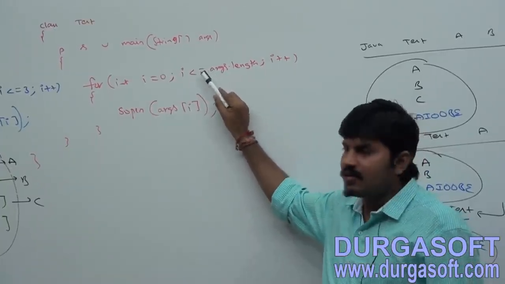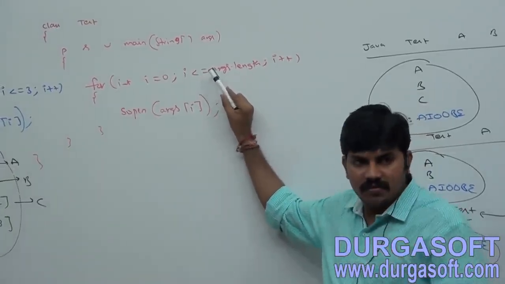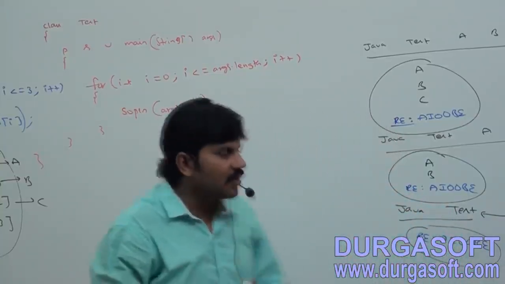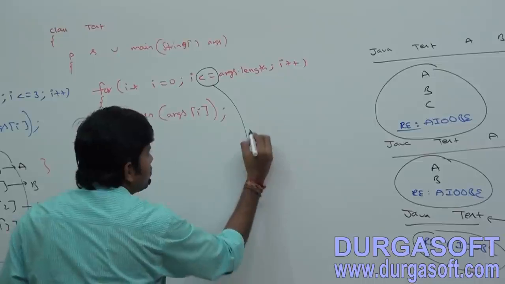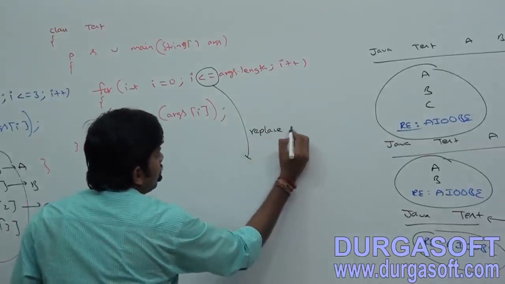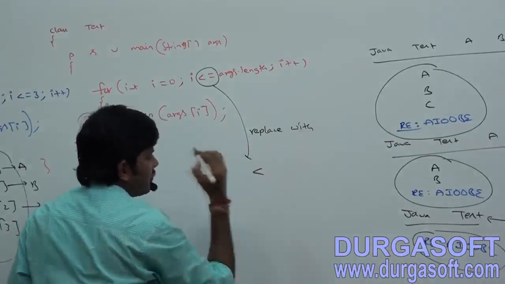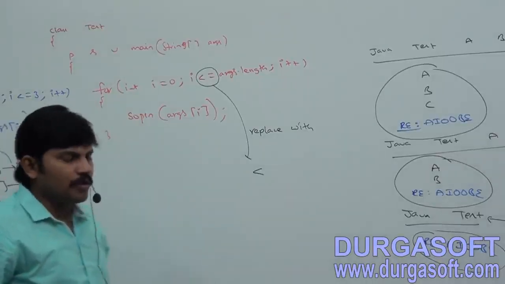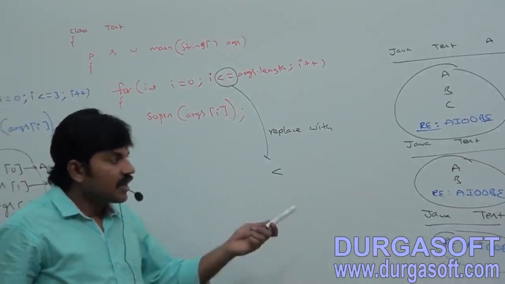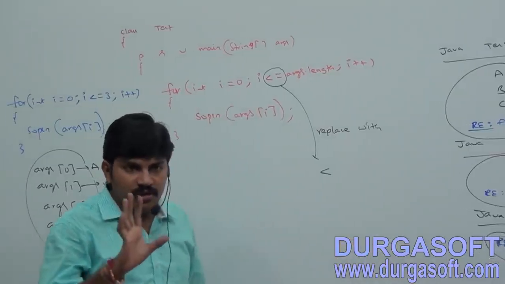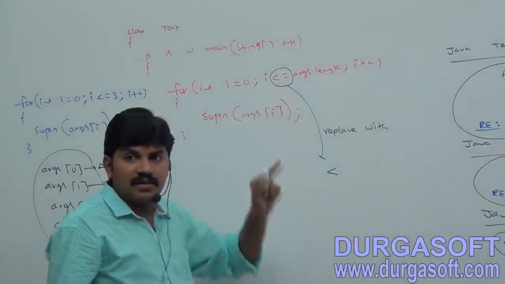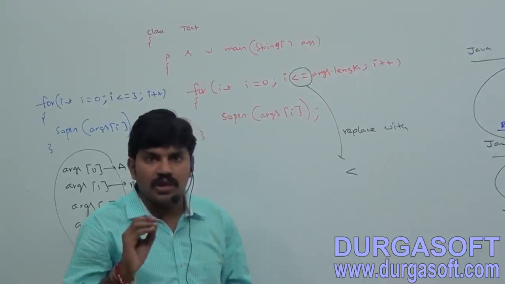Correct or not? Suppose we replace less than or equal to with only the less than symbol. Then what is the output in the first case? ABC. Second case, AB. Third case, nothing, just no output, right? Make sure about less than or equal to. You should have clear clarity, right?